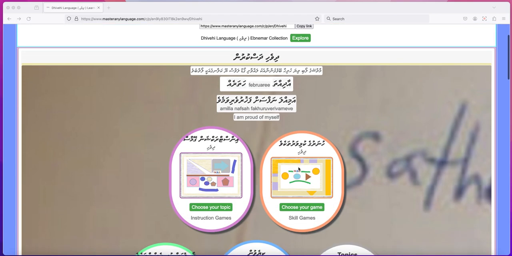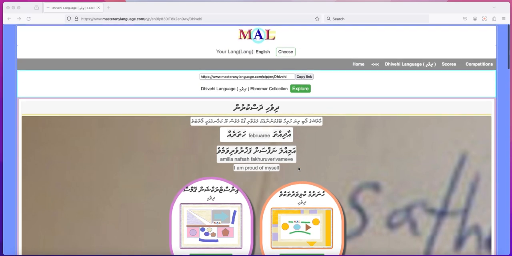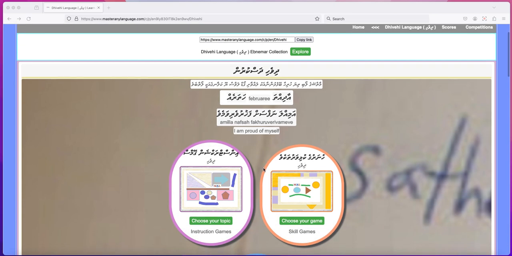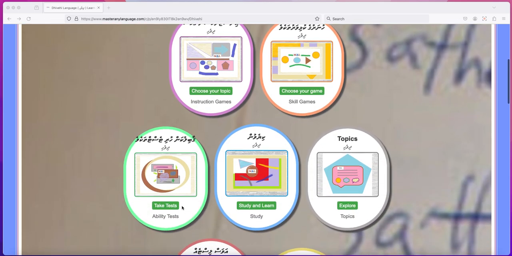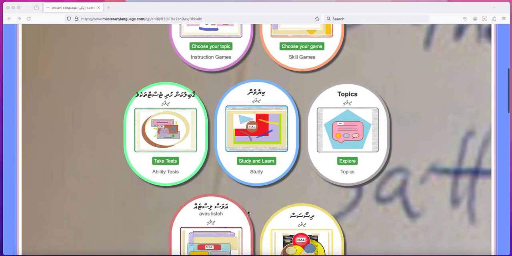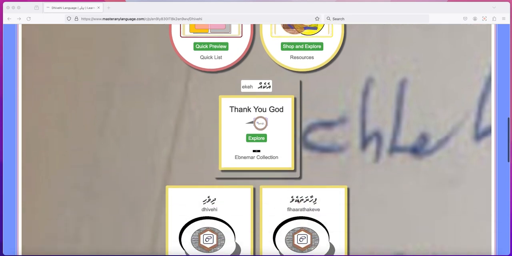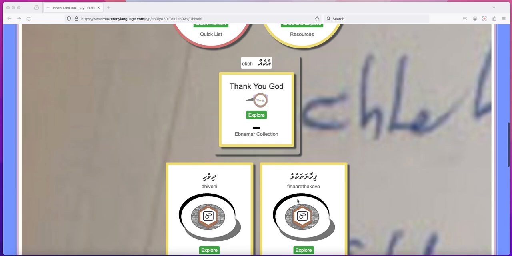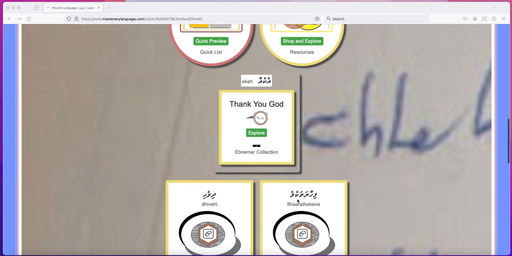We're going to do the Dhivehi language numbers practice game. So this is the home page of Dhivehi language, and you'll see here instruction, games, skill games, ability test, study, and other options that one could take advantage of for someone that's interested in learning Dhivehi or practicing or getting exposure to Dhivehi language.